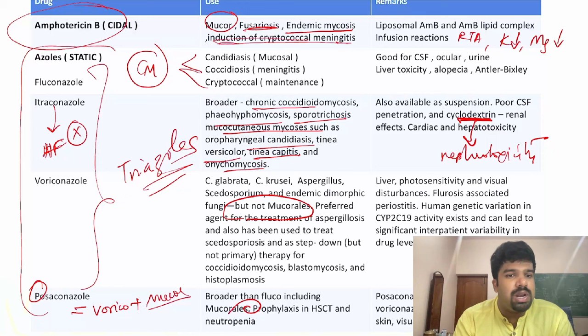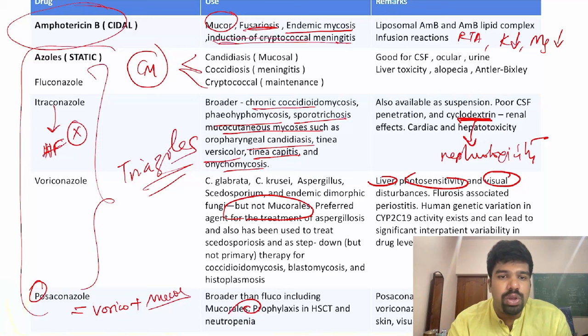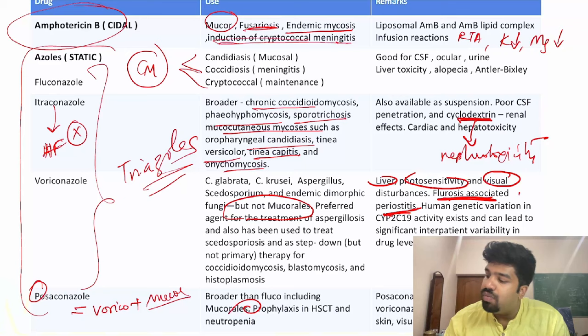Posaconazole does not have the liver, skin or visual toxicity that voriconazole had. Voriconazole patients complain of photosensitivity. So much so that the liver effects, photosensitivity, visual disturbance, everything mimics an SLE-like pattern. So the side effects of voriconazole will mimic SLE. It looks like the patient is getting an SLE flare, because it has cutaneous reactions also. That's why it mimics SLE-like features. Liver, photosensitivity, visual disturbances, and skin also. At the same time, one important side effect of voriconazole is periostitis. Fluorosis-associated periostitis is seen with voriconazole.